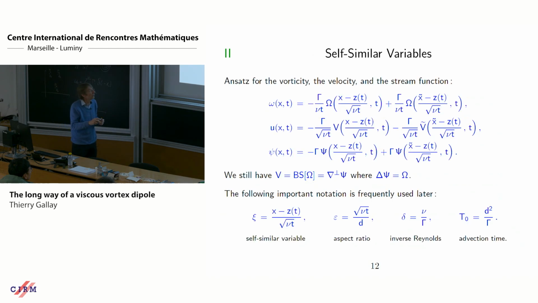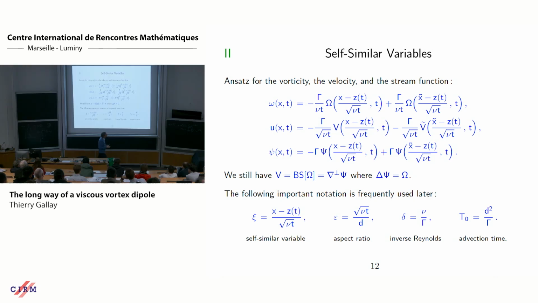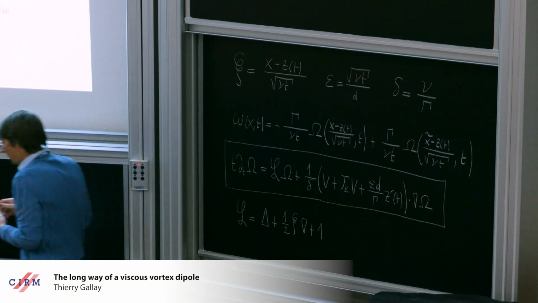So it's obvious that I will have to conduct an analysis on a time interval which is large compared to this one. Otherwise, I don't see any motion, okay? So this is a very important notation, so maybe I should write it on the blackboard, and fortunately, this is already here. Okay, good. So these are these parameters here.